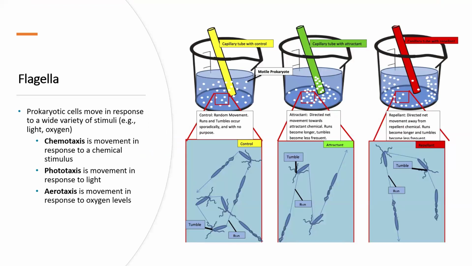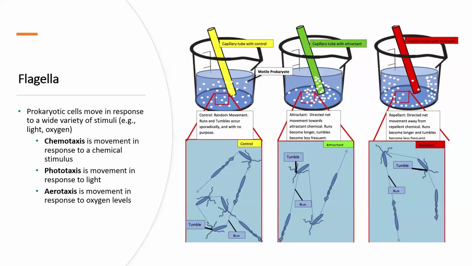And there can be all sorts of stimuli. One would be chemotaxis, where they're moving towards glucose or some other chemical, or moving away from some sort of deterrent. It could be phototaxis, where they're moving towards or away from light, or it could be aerotaxis, where they're moving towards or away from oxygen.